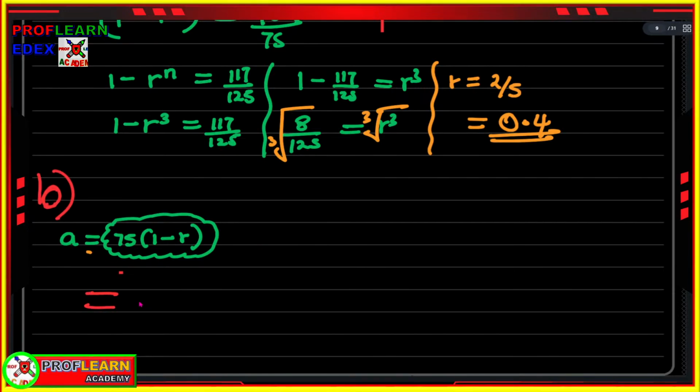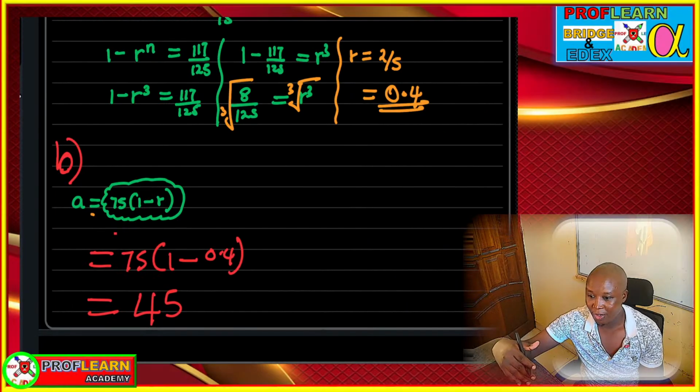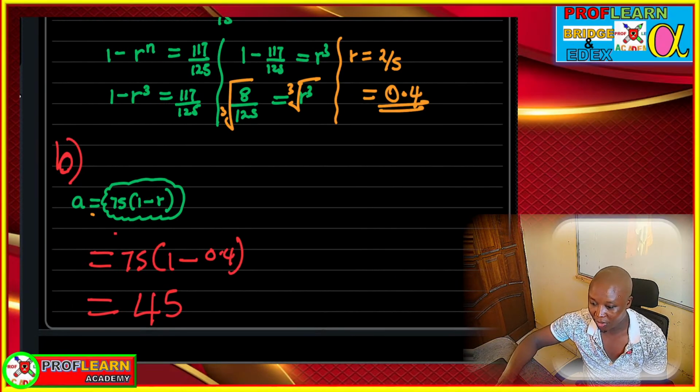We have gotten our common ratio to be 0.4, so it will be 75 into 1 minus 0.4, and if we work it out, 1 minus 0.4 then times 75, our value of a becomes 45. Not degrees, it's 45. So basically that's what you are supposed to do when you are working out questions to do with geometric series.